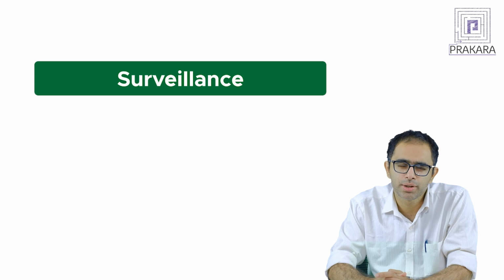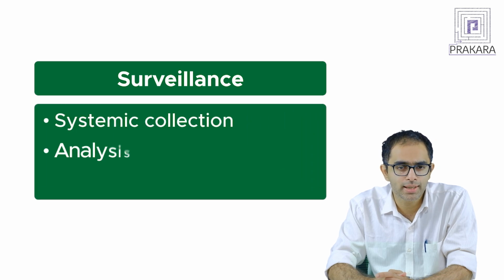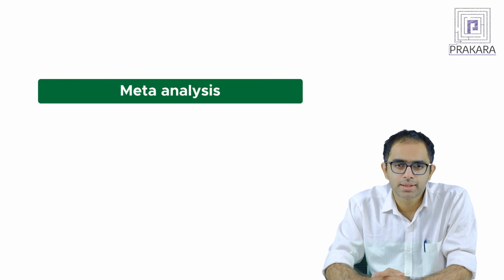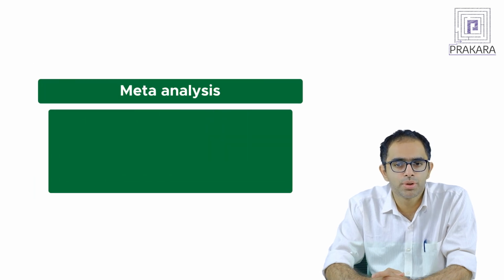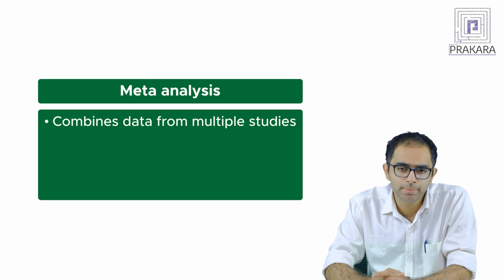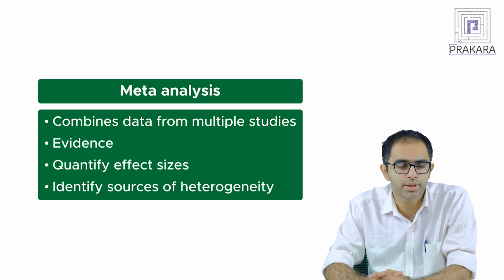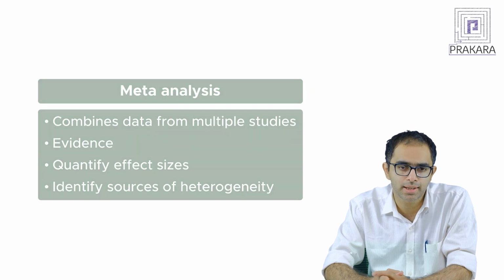Surveillance involves the ongoing systematic collection, analysis, and interpretation of health data to monitor disease trends. Meta analysis is a statistical method used to combine data from multiple studies on a particular topic to provide a more comprehensive estimate of the association between exposure and outcomes. Meta analysis can help synthesize evidence, quantify effect sizes, and identify sources of heterogeneity across the studies.